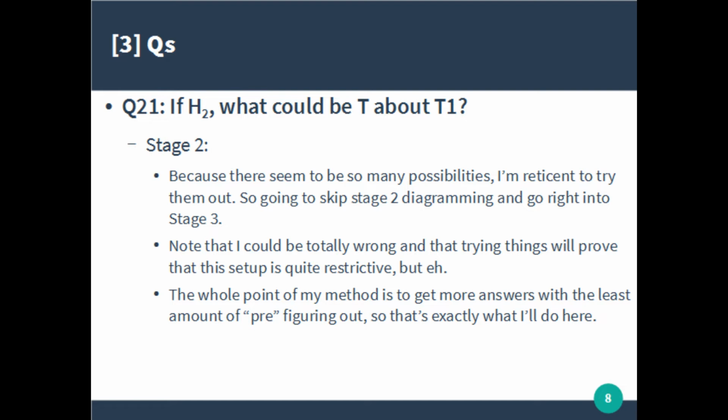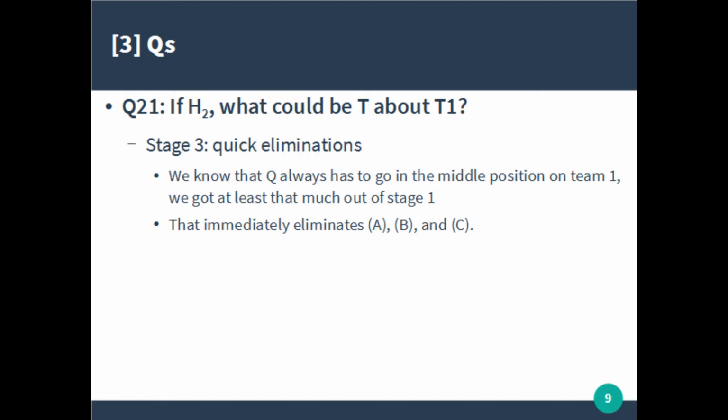And I'm just going to go right into stage 3. That's my personal choice here. I do want to note that I could be totally wrong and that trying a couple things out may prove that our options are quite limited, but that's not really the point of me demonstrating my methodology here. I would personally, this early in the game, just move right into stage 3. That's an accurate representation of what I would personally do on testing. Just to reiterate, the whole point of my method is to get more answers with the least amount of pre-figuring things out, so that is exactly what I will do here. So having decided not to really pursue stage 2 and moving right into stage 3, I am going to choose to try quick eliminations.